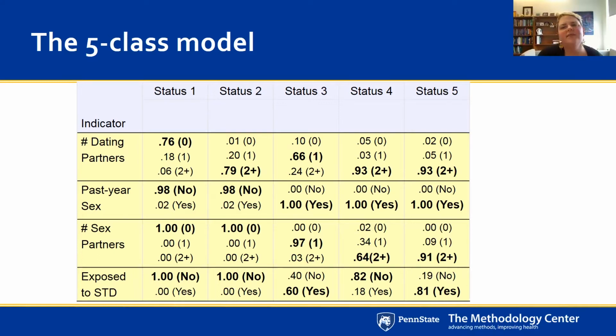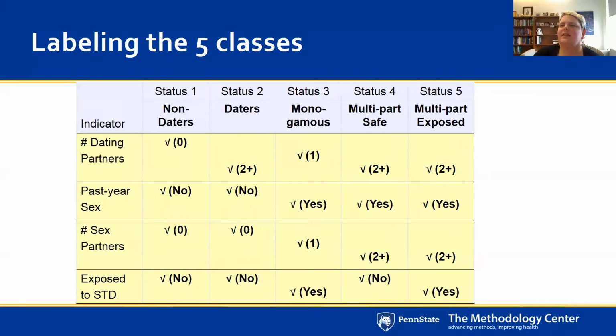And statuses 4 and 5, or classes 4 and 5, they were very similar. They had 2 or more dating partners. They definitely had sex in the past year, and they had 2 or more sex partners. But in status 4, they used a condom 100% of the time, and in status 5, they did not use a condom 100% of the time.